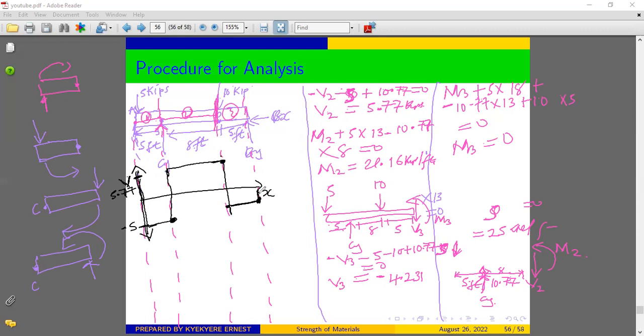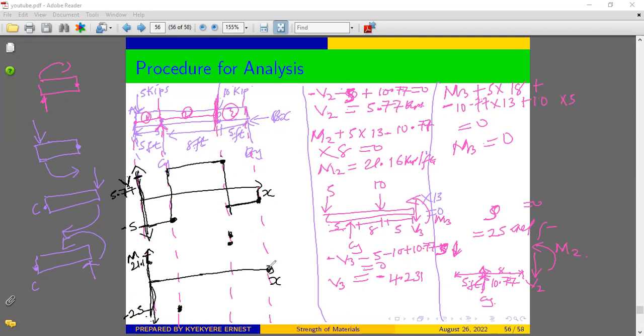Now let's draw the bending moment diagram. So also this is a starting point. This is the moment, and this is our axis. At the first section, our moment was negative 25. So this is negative 25. We indicate that on the first section, negative 25. And in the second section, it was 21.16. So we can indicate 21.16.